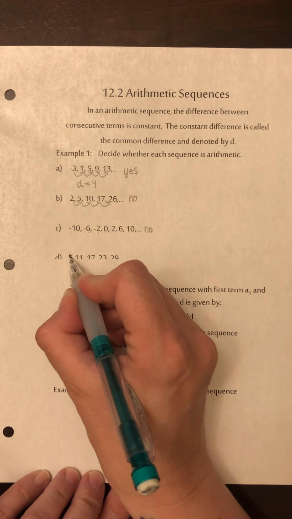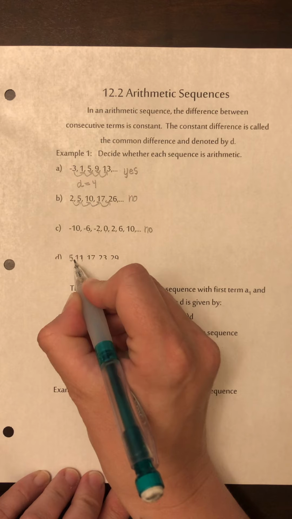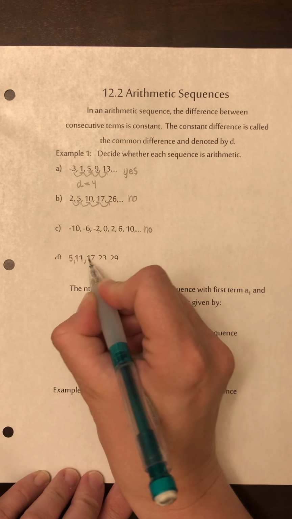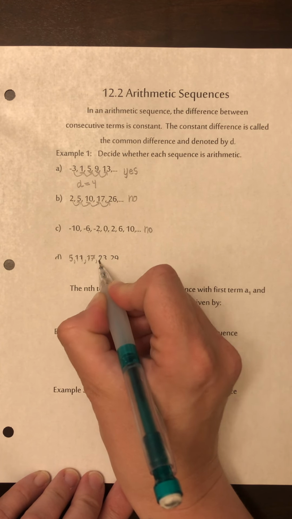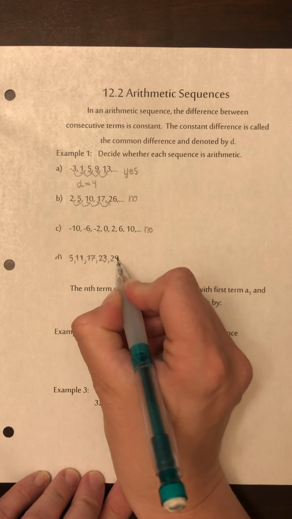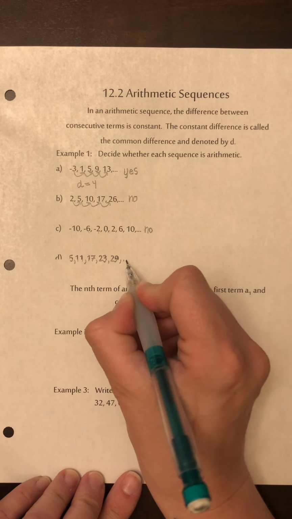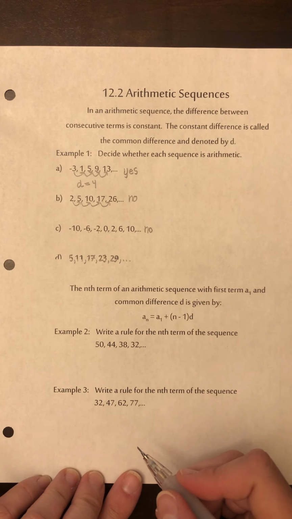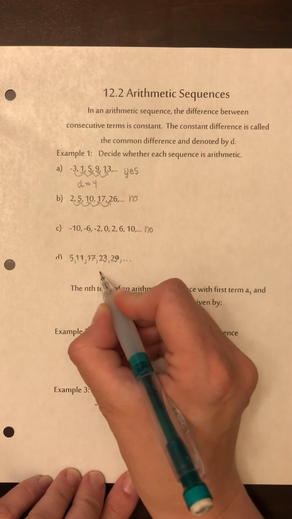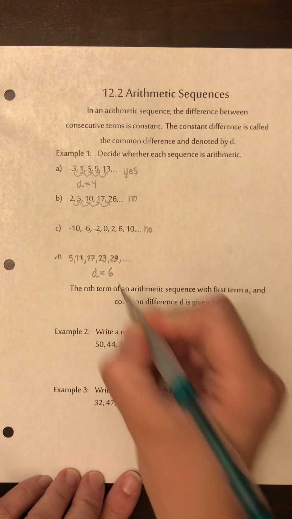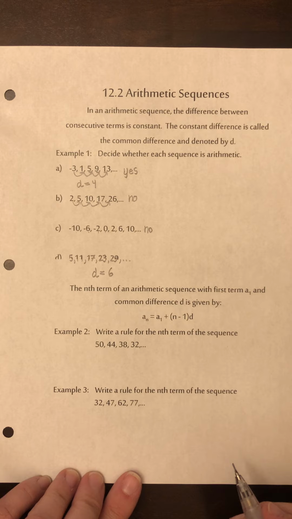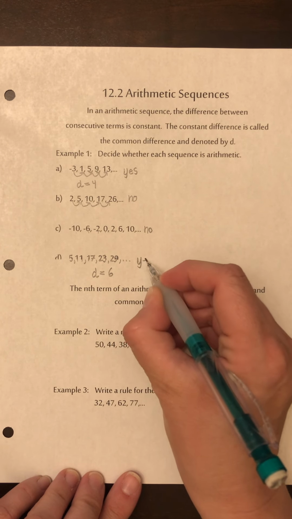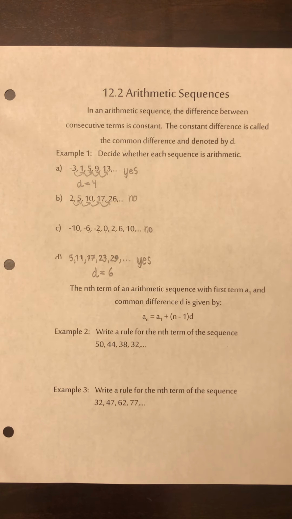All right, letter D, for some reason, these numbers got chopped off. So we have 5, 11, 17, 23, 29, and so on. To get from 5 to 11, we would go up by 6. 11 to 17, also going up by 6. 17 to 23, going up by 6. And 23 to 29, you guessed it, we are going up by 6. So our value for d, the common difference, is +6. And yes, this is an arithmetic sequence.